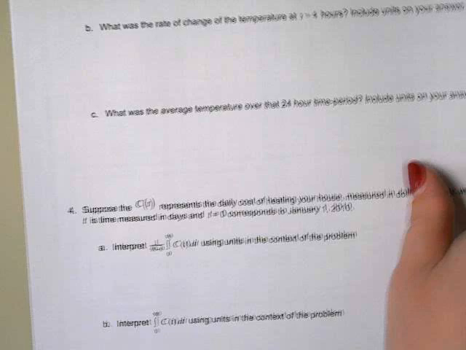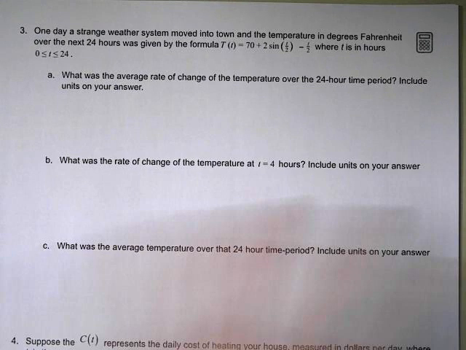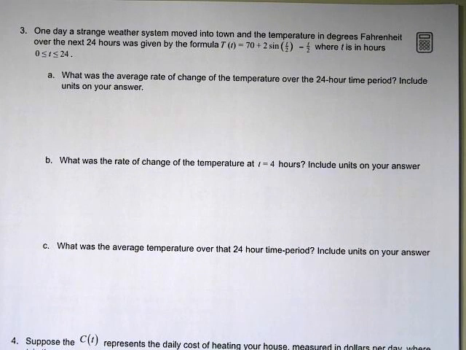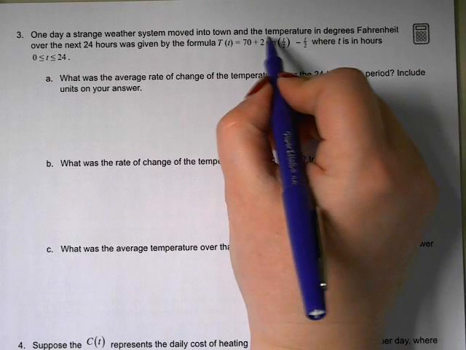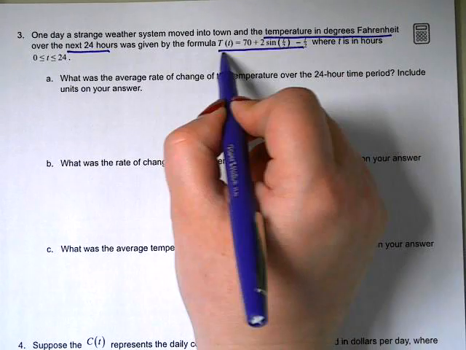All right. Question 3. You can see this is a calculator question, so please make sure you grab your calculator. You need it with you. All right, so in this problem we're talking about the temperature in degrees Fahrenheit over 24 hours, and it's given by this formula.